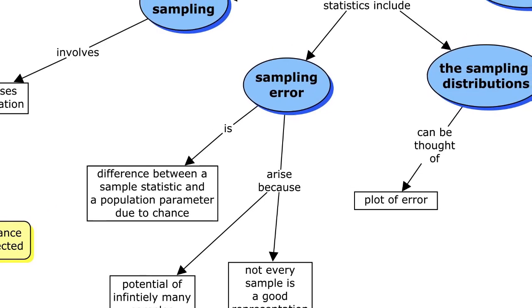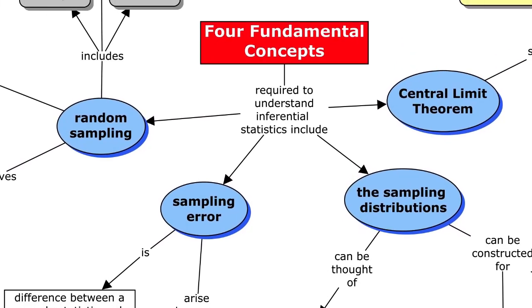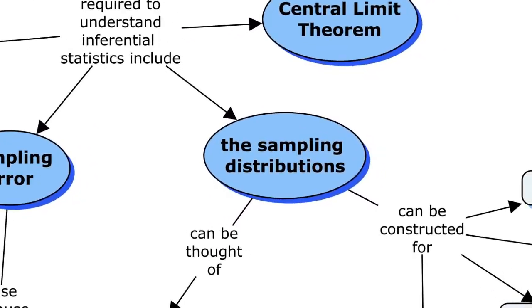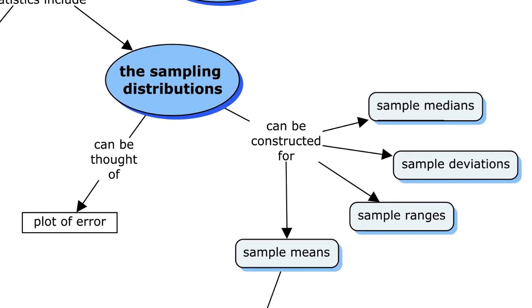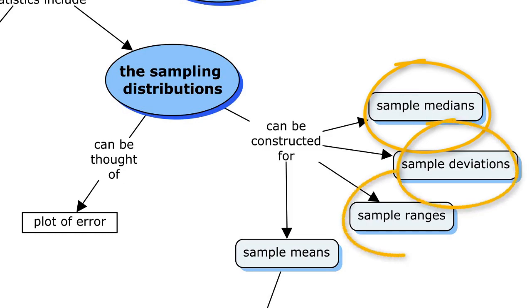The third concept of our four concepts for this particular concept map is called the sampling distribution. It is, in essence, a distribution of samples. Imagined as a visual, we're looking at a distribution of the sampling errors. That is, the differences between the sample statistic and the population parameter for any and every particular sample in a distribution. For the most part, we'll just be looking at sample means, but of course we can look at sampling distributions that can be constructed for sample medians, sample deviations, and sample ranges.